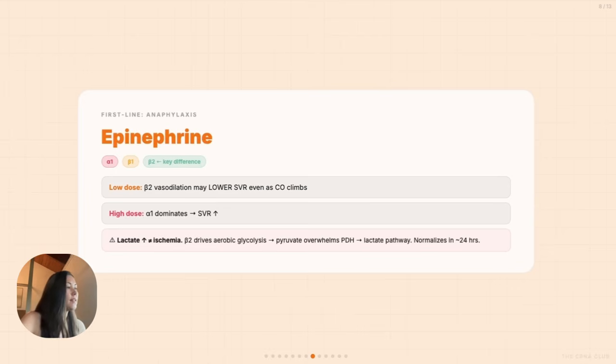And so one side effect that is important is that epinephrine causes a transient lactate rise. So the mechanism isn't ischemia. Beta 2 stimulation drives aerobic glycolysis in skeletal muscle. So more pyruvate gets produced than pyruvate dehydrogenase can process. So pyruvate diverts into the lactic pathway. It normalizes within about 24 hours on its own.